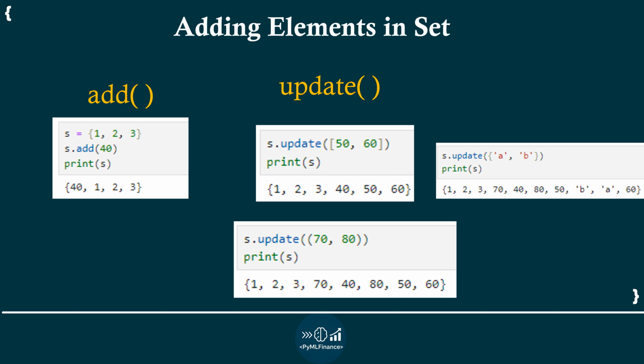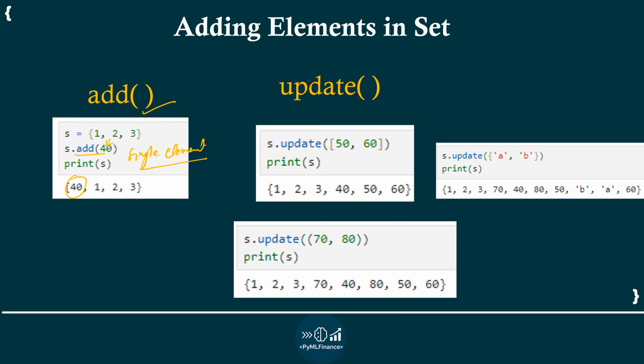Now we saw that sets are mutable in nature. Now let's understand how we can add elements within a set. There are two primary methods to add elements within a set. One is the add method. You can simply use the add method and within parentheses provide the value that you want to be inserted into the set. So you can see here 40 is inserted. Now this add is used to insert a single element.